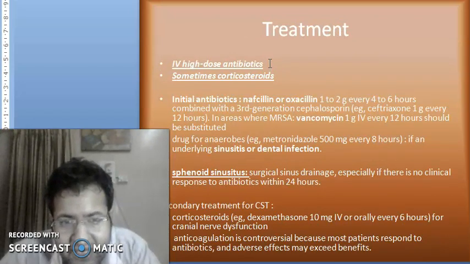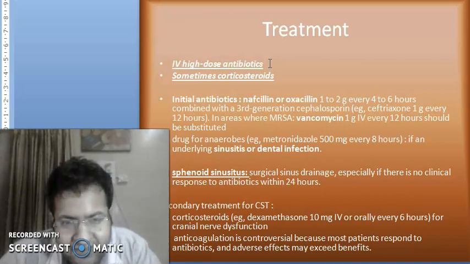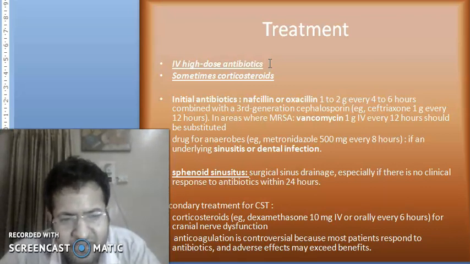It is treated with IV high dose antibiotics and sometimes corticosteroids along with NSAIDs. What are the initial antibiotics which we should give? Initial antibiotics have to be started with nafcillin, oxacillin or the oxacillin class. In areas with MRSA, vancomycin can be given, and the drugs for anaerobes have to be started if there is a sinusitis or a dental infection.